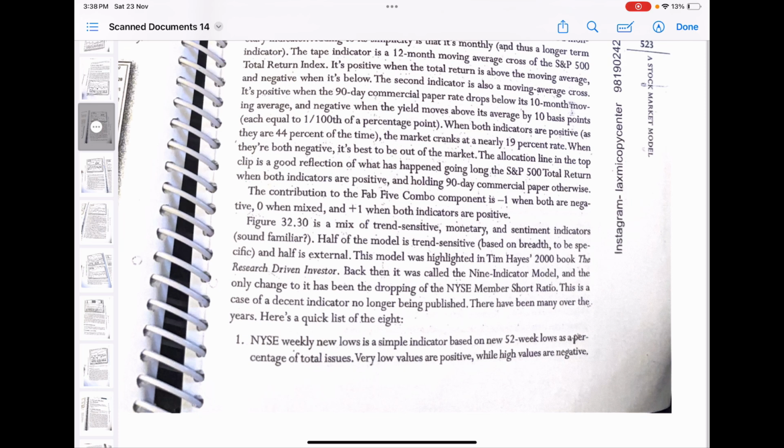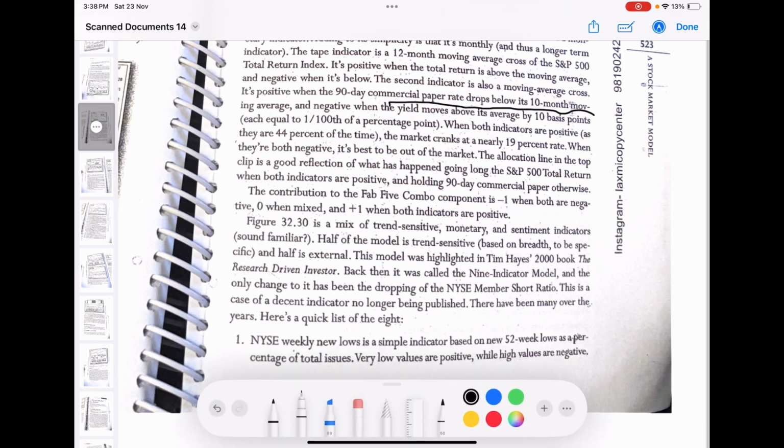It's positive when the 90-day commercial paper rate drops below its 10-month moving average, and negative when the yield moves above its average by 10 basis points. When both indicators are positive, the market gains at nearly a 19% rate. When both of them are negative, it is best to be out of the market.